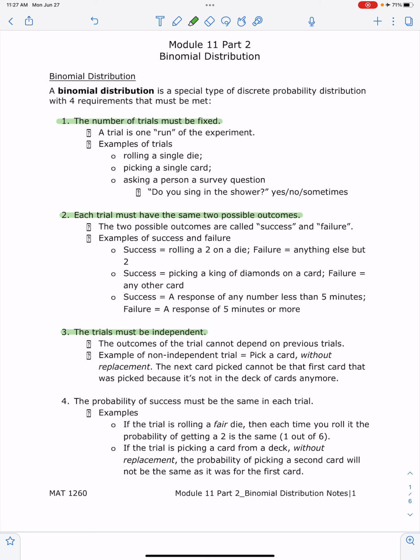The fourth is that the probability of success must be the same in each trial. So I am comparing like trials to like trials. I cannot have the probability of the first trial being 1/2 and the probability of the next trial being 1/3. So these 4 things have to happen in order for it to be a binomial distribution.